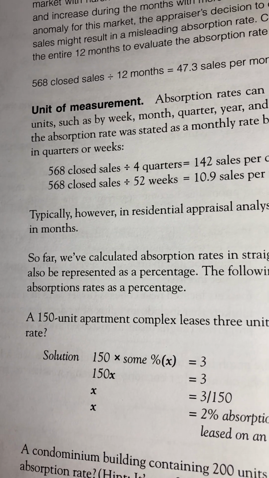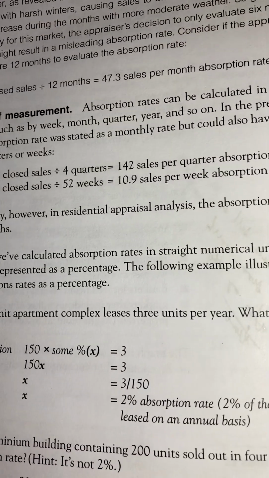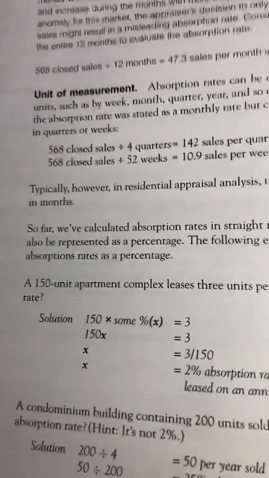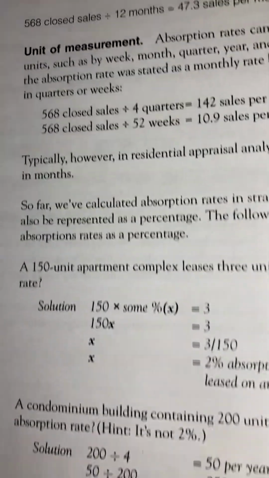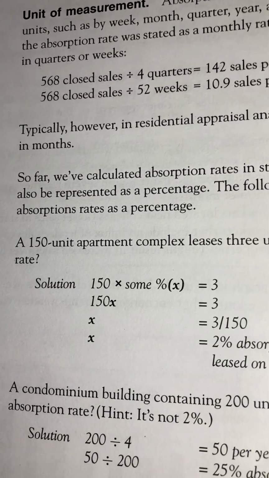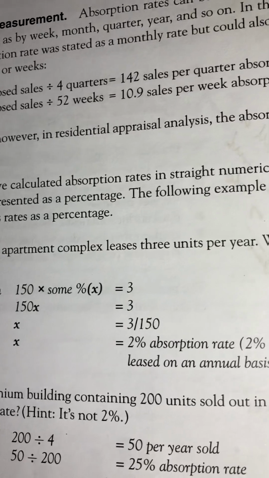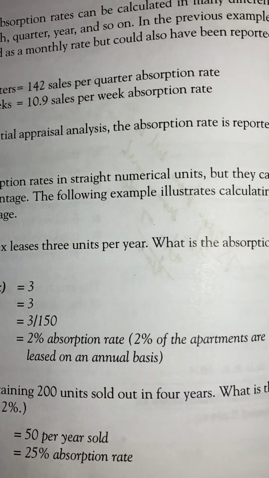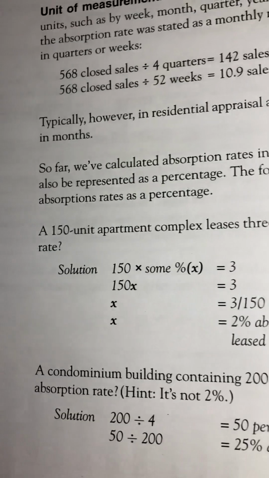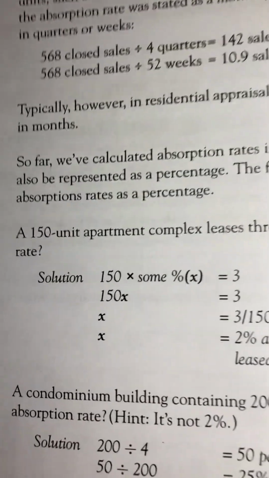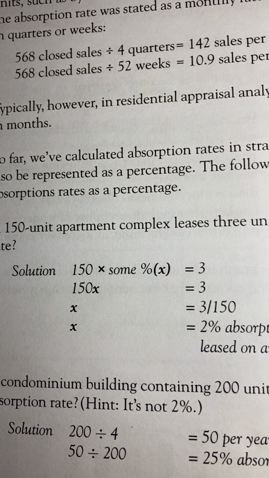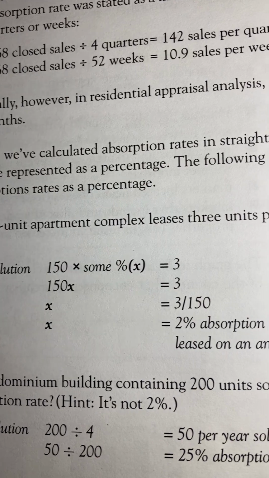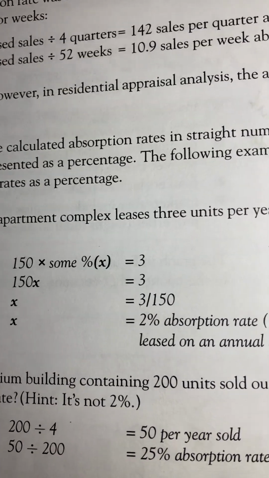So far, we've calculated absorption rates in straight numerical units, but they can also be represented as a percentage. The following example illustrates calculating absorption rates as a percentage. A 150 unit apartment complex leases 3 units per year. What is the absorption rate? Here's your solution. You take 150, you multiply it by some percentage, and then it shows X equals 3.